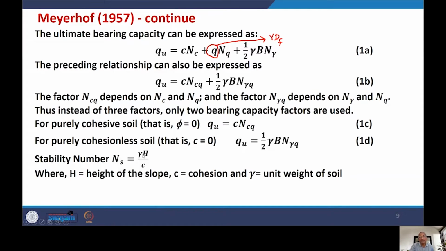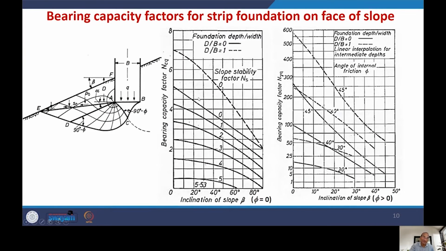So with this parameter Ns, now the issue is how this NcQ and N gamma Q, which is used by Meyerhof, is given. The charts here give these values. These charts are for the bearing capacity factor for a strip foundation when this foundation is on the face of a slope. That is the first case which we have discussed. And in this case, you have two charts. The first chart is for bearing capacity factor NcQ, and the other chart is for N gamma Q.